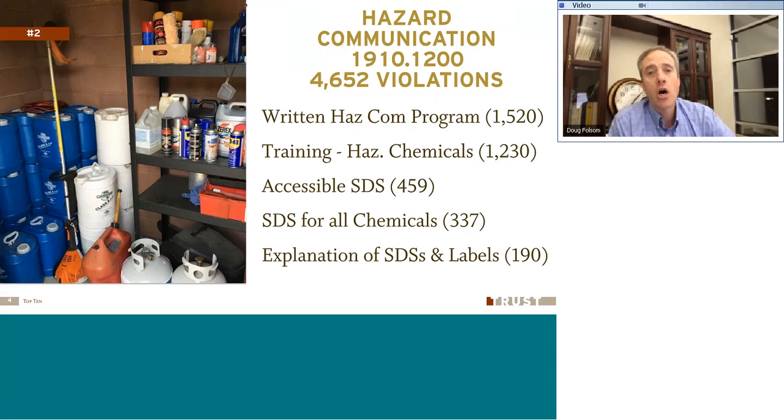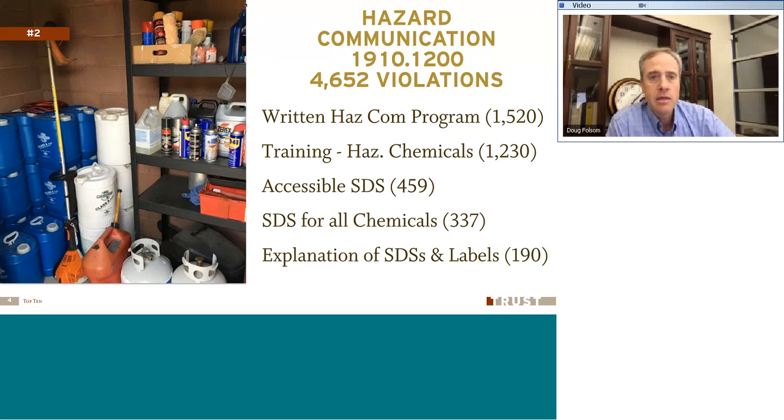The next most commonly cited hazard was in the Hazard Communication Standard, 1910.1200. And that's one that we've actually talked about quite a bit. The Hazard Communication Program deals with your safety data sheets, and that program involves more than just having your safety data sheets. With the Hazard Communication Program, there were about 4,600 violations or citations written on that particular program.